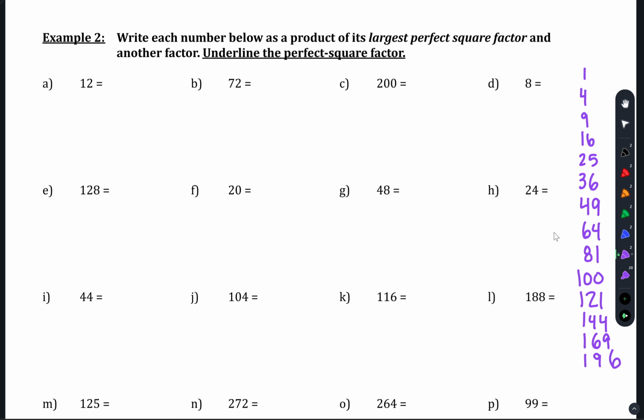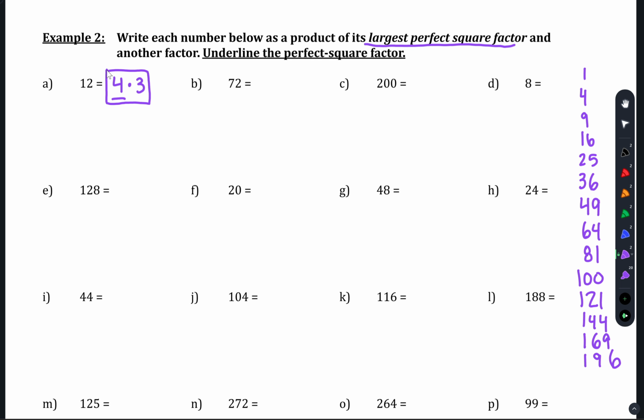The first baby step we're going to do before we even start talking about square roots is talk about taking perfect squares out of numbers. So if I take a look at 12, I want to take the largest perfect square factor out of 12. So I'm going to look at my list. Obviously, I can't divide 12 by anything bigger than 12. So I'm going to look at the numbers that are smaller than 12. Does 9 divide evenly into 12? Does 4 divide evenly into 12? Yes, it does. What's 12 divided by 4? So I'm going to write 12 as 4 times 3, and I'm going to underline the perfect square, which is 4.